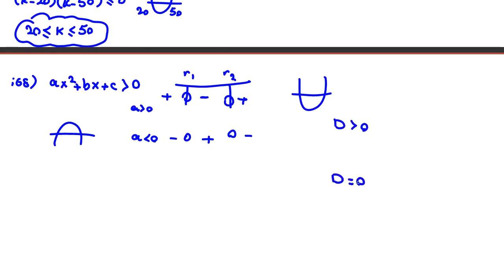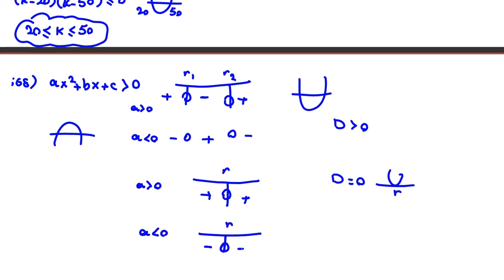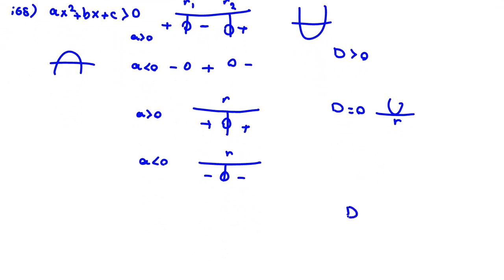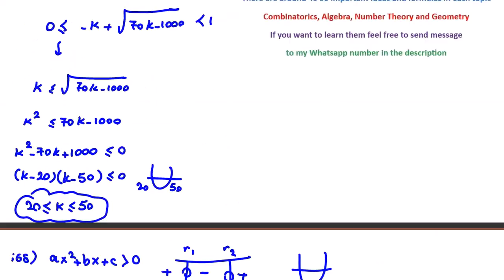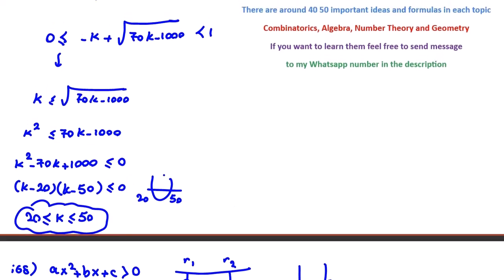If the discriminant is 0, then we have this part. If a again is positive, then we have one root, for example r. At r it is 0, and in all other parts it's positive. If a is negative, at r it is 0, and elsewhere it will be negative. If the discriminant is negative, it's always positive or always negative, depending on a. So if a is positive for this case, it is always positive. If a is negative, it is always negative, okay? Now here we found the case from 20 to 50. If you pay attention to the diagram, we will understand this.